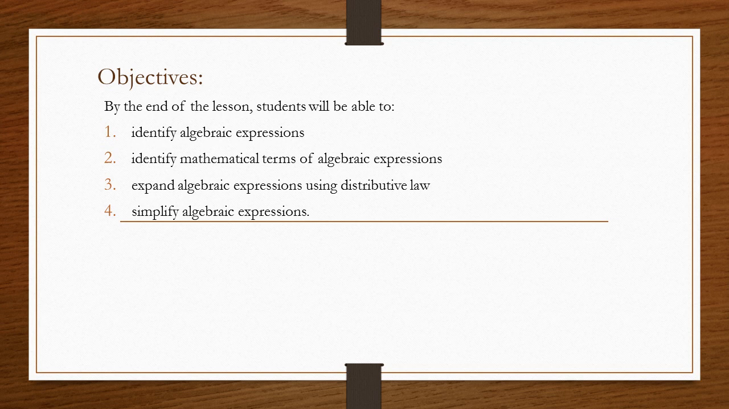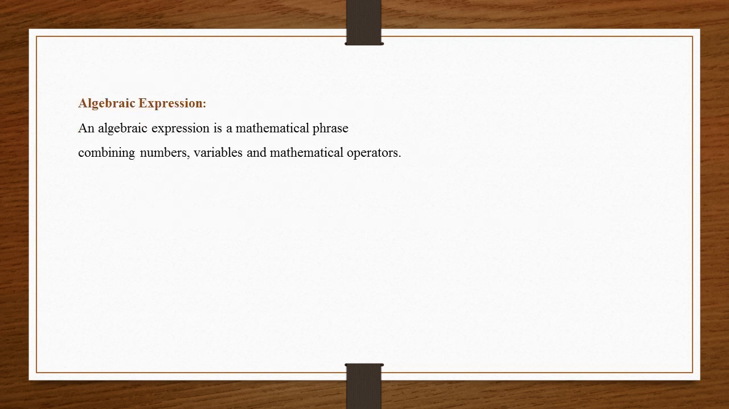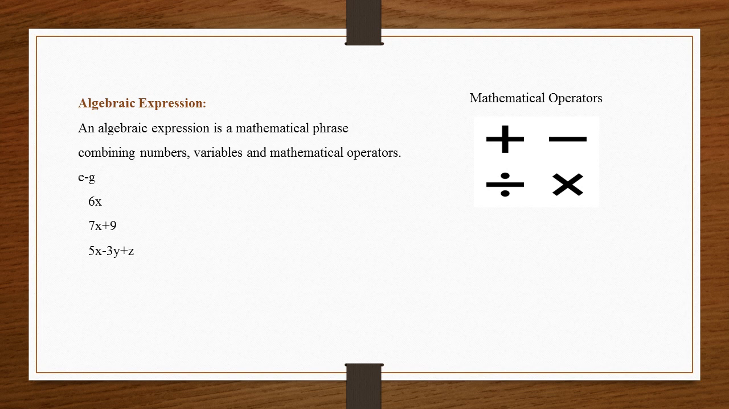So first of all, we should know what an algebraic expression basically is. An algebraic expression is a mathematical phrase combining numbers, variables, and mathematical operators. So we should know what mathematical operators are. Mathematical operators are plus, minus, division and multiplication. Here you can see all the mathematical operators.